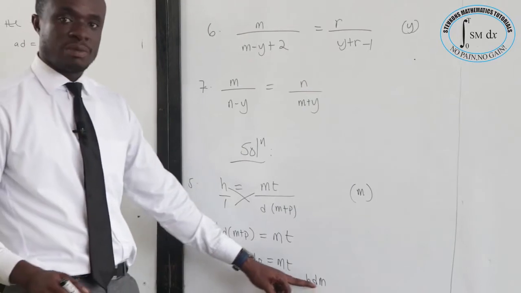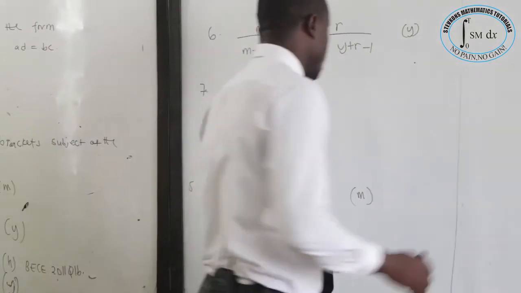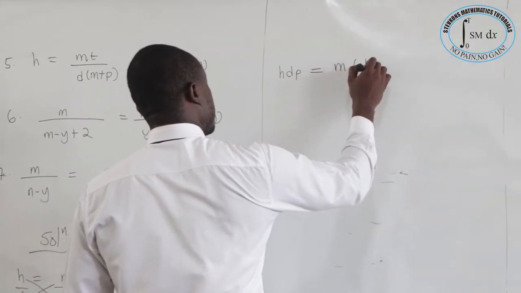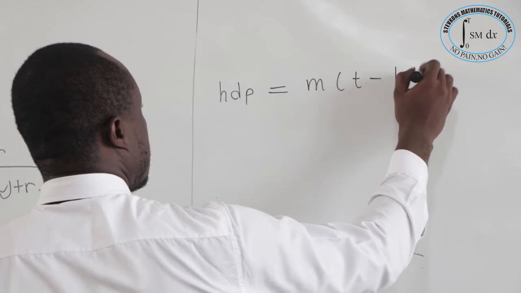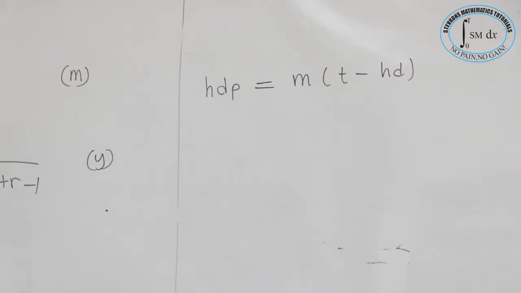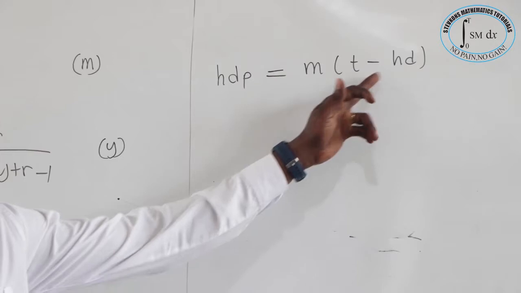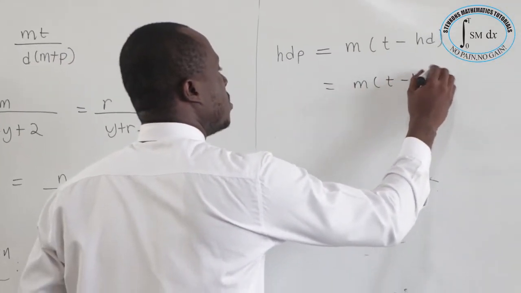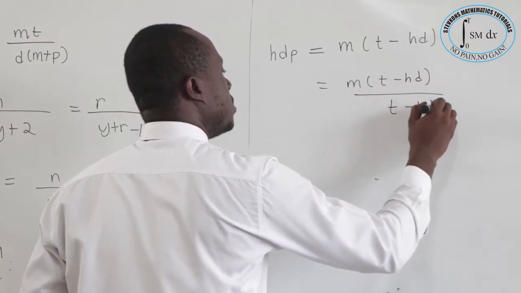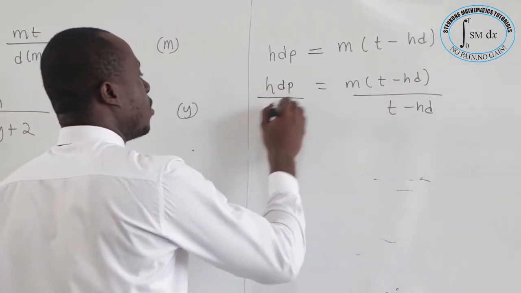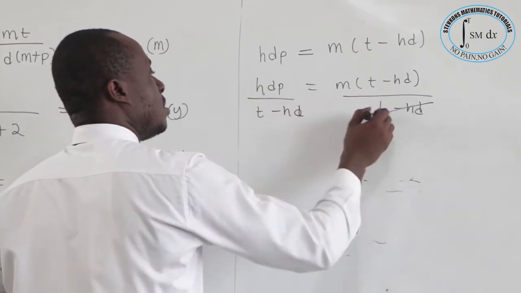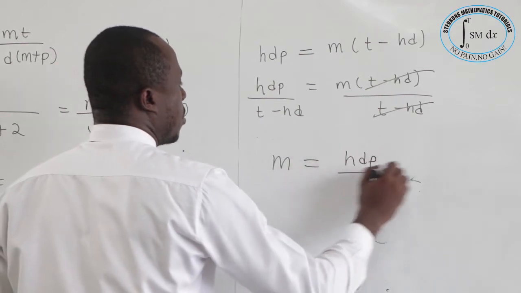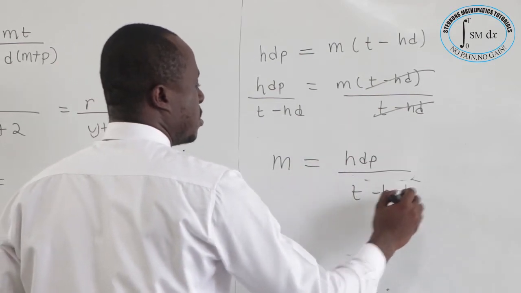Now I want to make m the subject, so I have to factorize m out. So I have hdp equal to m(t minus hd). Now I want to make m the subject. What is dividing the m? t minus hd. So I have m(t minus hd) all over t minus hd, equal to hdp all over t minus hd. This is cancelling out that, so I have m equal to hdp all over t minus hd.